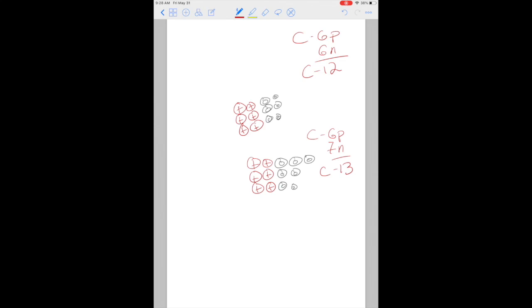So just in the way that our apples were very similar in size and made up of all the same things, isotopes are made up of the same number of protons, but a different number of neutrons, so they have a different mass.